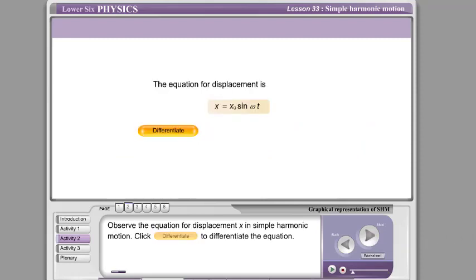Observe the equation for displacement x in simple harmonic motion. The equation for displacement is x equals x0 times sine omega t. Click differentiate to differentiate the equation. d/dt of x equals x0 times omega times cos omega t, and d/dt of x equals v. Velocity v equals x0 times omega times cos omega t.